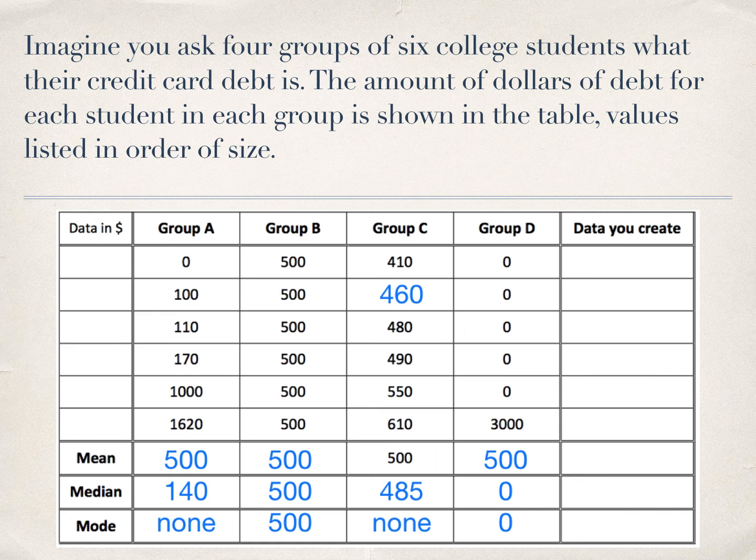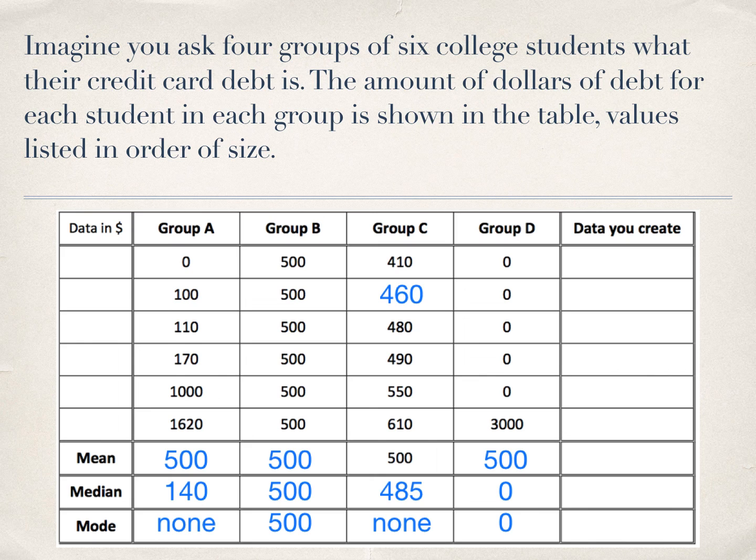As for the mode, group A has no mode. Group B has a mode, since 500 appears so often. Group C has no mode. And group D does have a mode, since a zero shows up so frequently.